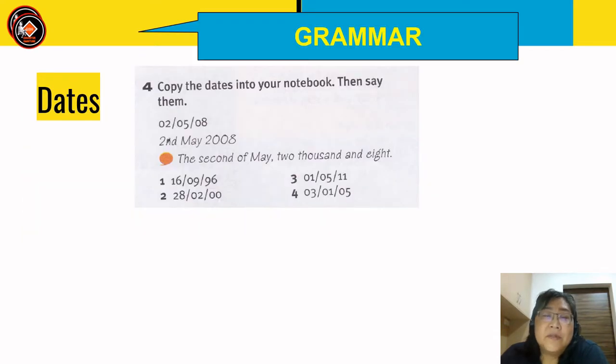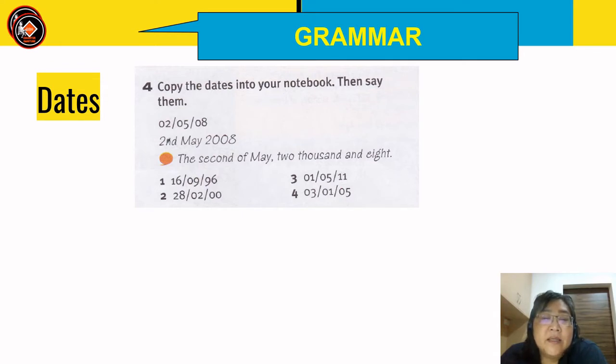Now let's start our first lesson. We are going to do grammar. So it is on dates. Copy the dates in your notebook, then say them. For example, the first one, 2nd May 2008. So you have 4 dates here. So let's look at the first one.